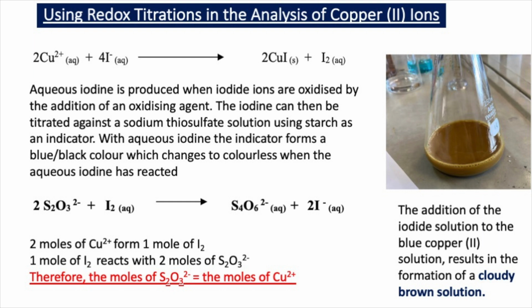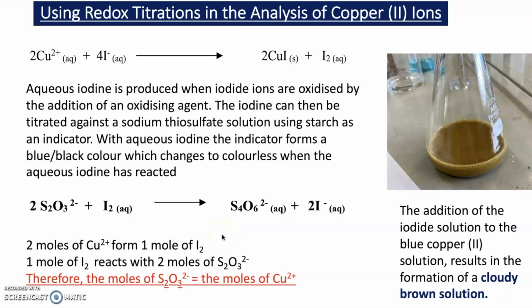Now if you look at the two equations on this slide, you can see that 2 moles of Cu2+ form 1 mole of iodine. And 1 mole of iodine reacts with 2 moles of thiosulfate, S2O3 2-. So therefore, the moles of S2O3 2- must be equal to the moles of Cu2+. And this is how we use this redox titration to work out the moles of Cu2+ and ultimately the mass of copper present.